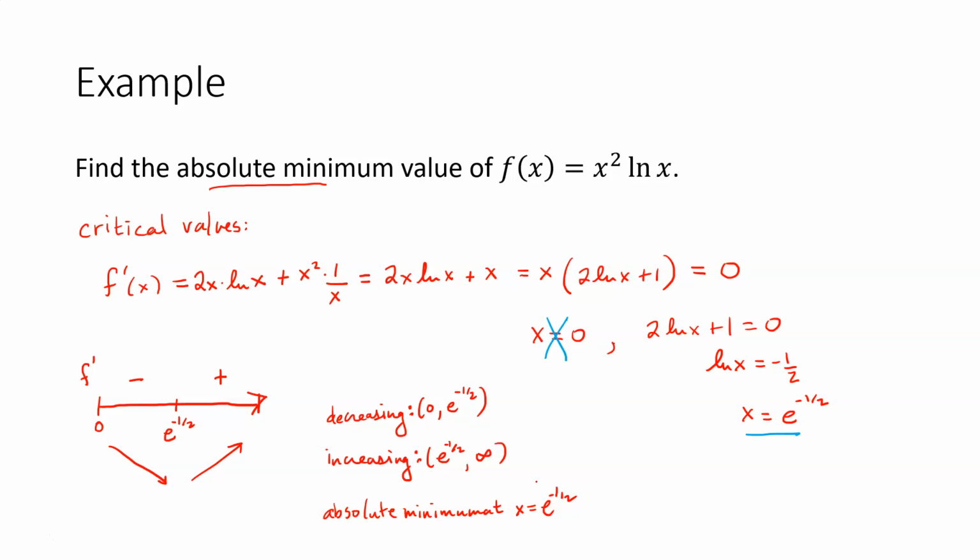And so the absolute minimum would be what we get when we substitute that into the original f. So e to the negative 1/2 squared times ln of e to the negative 1/2, which I think that would just leave me with here e to the negative 1/2 squared, and ln of e to the negative 1/2 would just be negative 1/2. And then e to the negative 1/2 squared would just be e to the negative 1. So I can write this maybe as negative 1 over 2e.